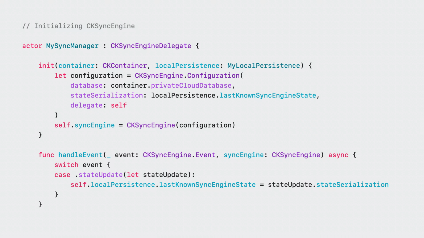In order to initialize a Sync Engine, you'll pass in a configuration object. In the configuration, you'll need to provide the database you want to sync with, the last known version of the Sync Engine state, and your delegate.